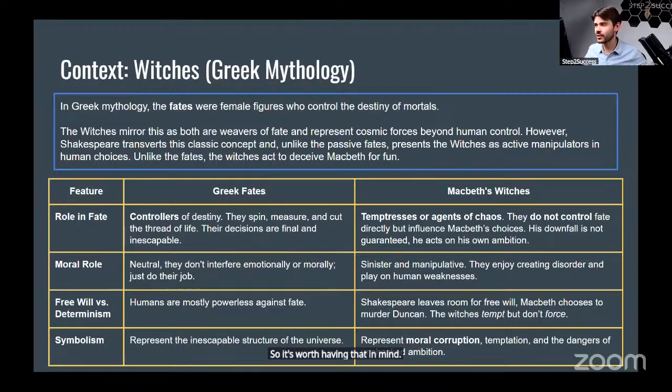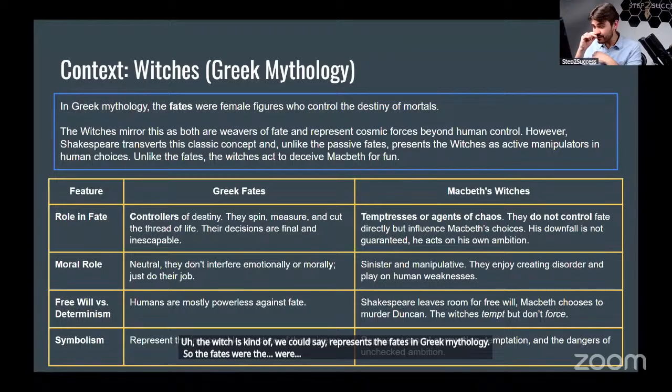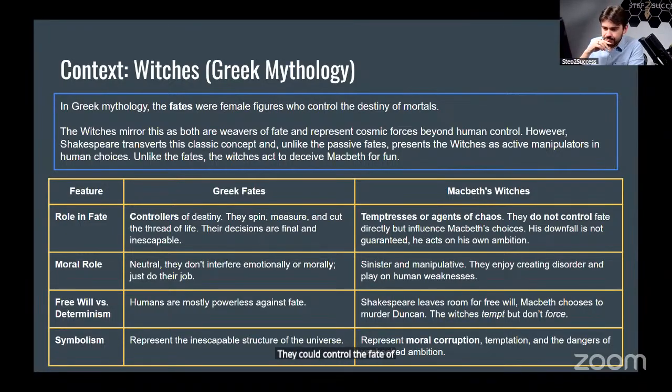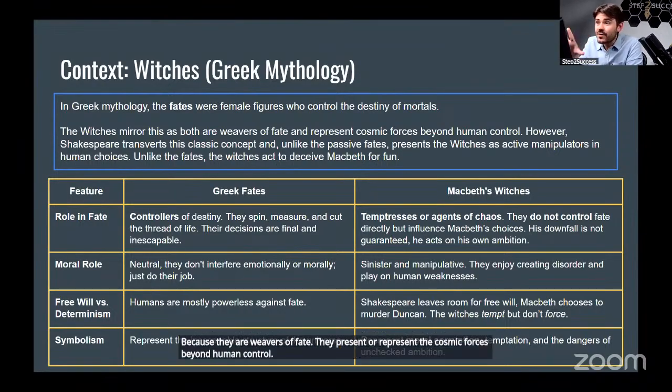Now, in terms of Greek mythology, the witches kind of, we could say, represent the fates in Greek mythology. So the fates were characters who the ancient Greeks believed could manipulate life. They could control the fate of human beings. So the witches mirror this because they are weavers of fate. They represent the cosmic forces beyond human control. However, it's worth saying that, again, this is one of our changes. Shakespeare actually subverts this classic concept.